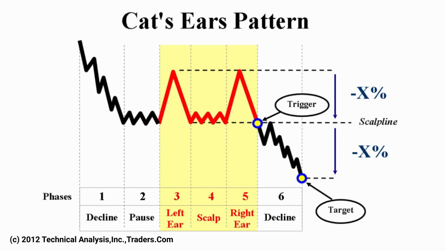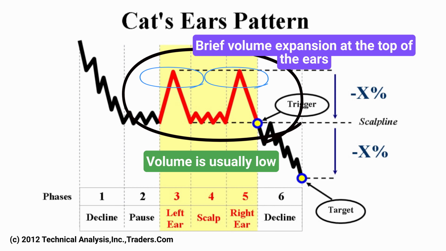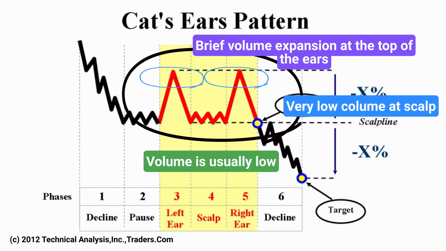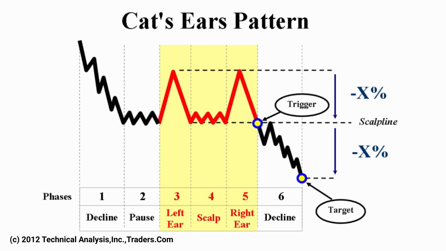The volume is usually low during the evolution of the cat's ears. Brief volume expansion may appear at the tops of the cat's left and right ears, and very low volume may appear during the formation of the cat's scalp. The break of the scalp line may take place with high volume, and any pullback attempt to the scalp line will usually occur on low volume.